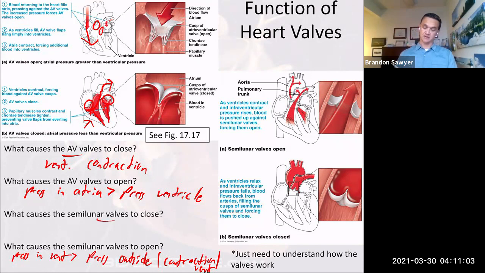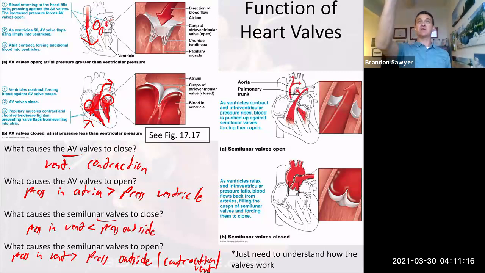Okay, so what causes those valves to close? Well, it's just the opposite of this, right? When the pressure in the ventricle becomes less than pressure outside. As soon as that happens, blood's rushing out of that aorta, coming back, because there's a lot of pressure by the ventricle.